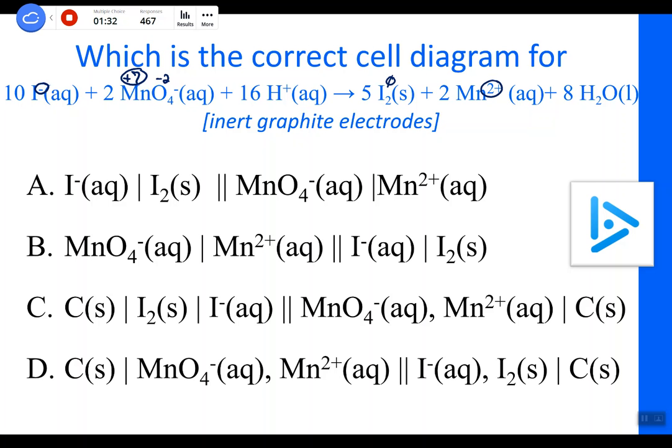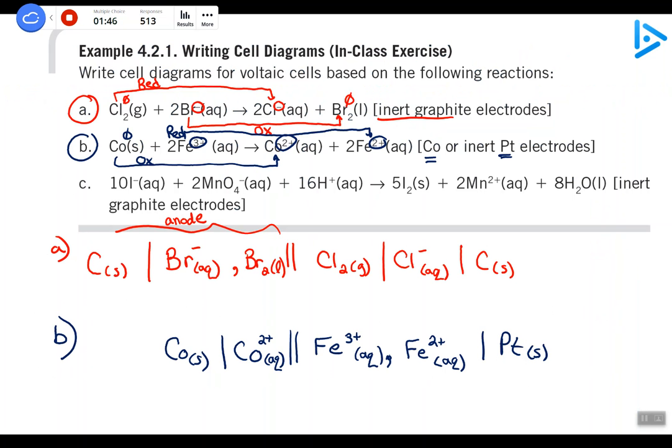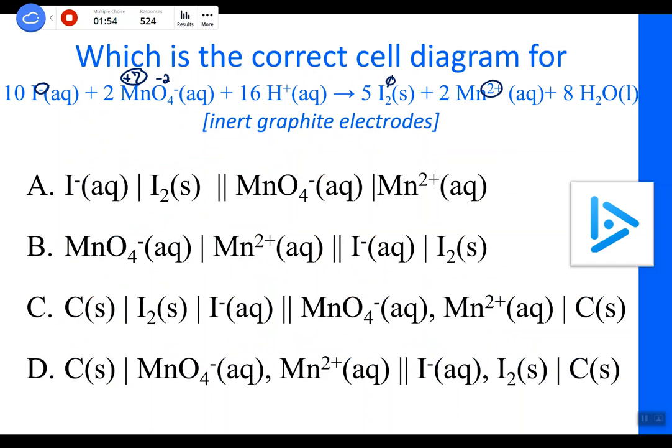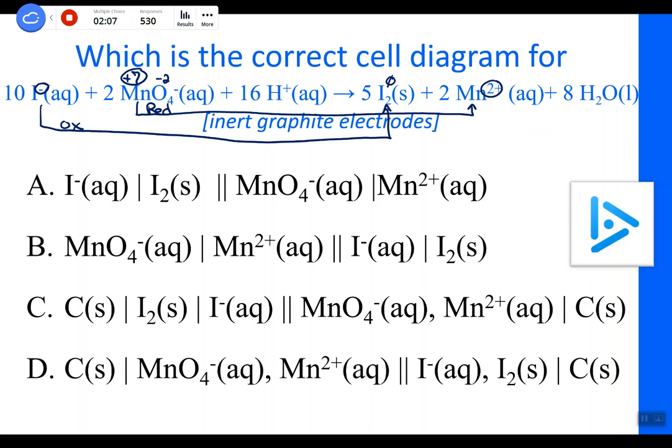Compare your answer with the person beside you and get your answer in 10 seconds. And 3, 2, and 1.